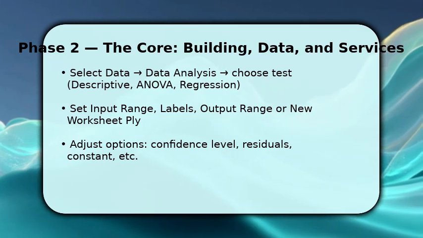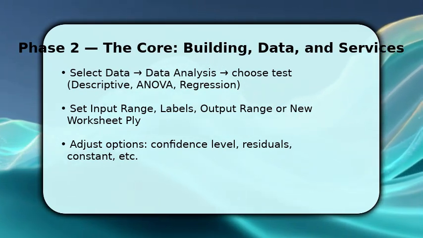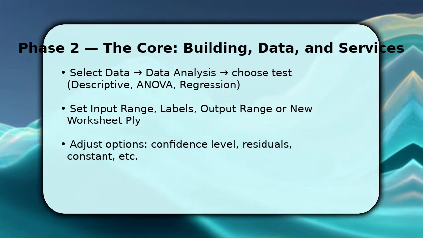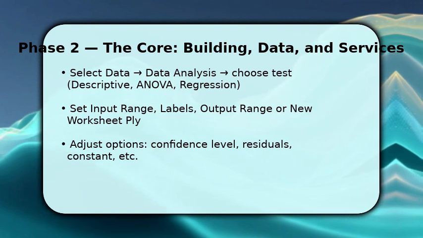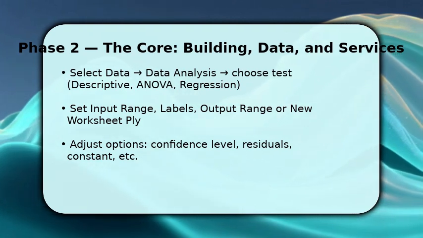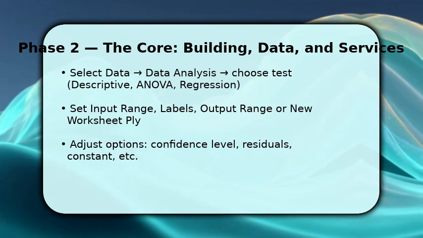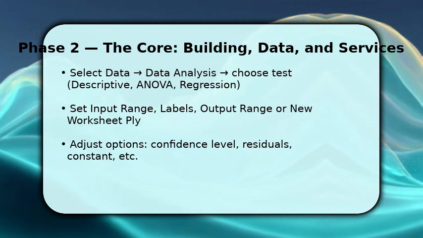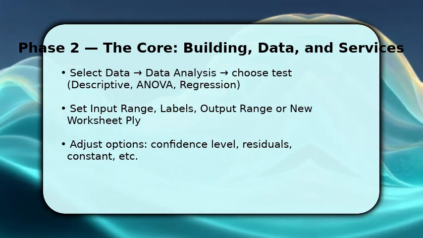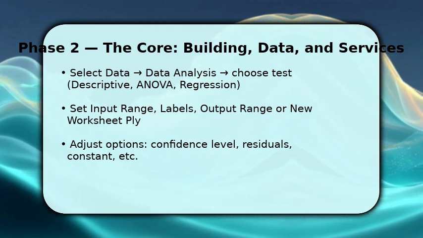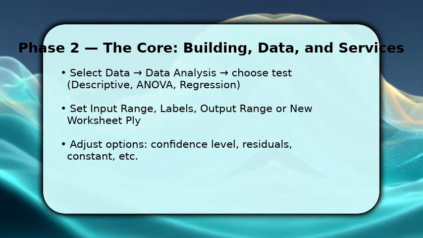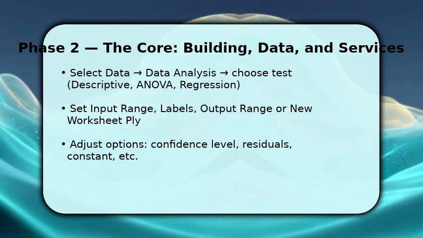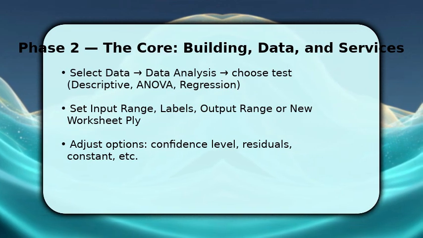Once enabled, you run core analyses from Data Right Arrow Data Analysis. Choose the test you need: descriptive statistics for summaries, regression for relationships, ANOVA for group differences, and click OK. Then specify the input range, tick labels if your selection includes headers, and pick an output range or new worksheet ply so results don't overwrite raw data. Also adjust options like confidence level, output residuals, or force constant. These settings affect interpretation, so set them before you proceed.